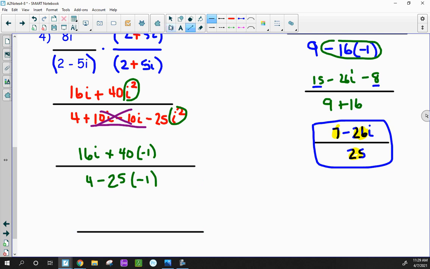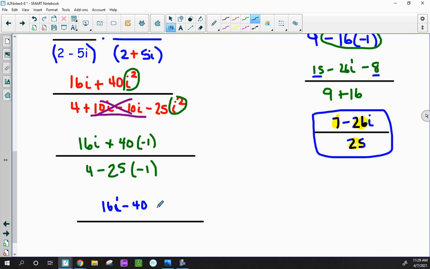Okay, we go back to the top. 16i and then a positive 40 times negative 1. So we're going to drop our 16i down. 40 times negative 1 is just negative 40. Since this is imaginary and this is real, we can't put those together. So that's as good as it gets on top.